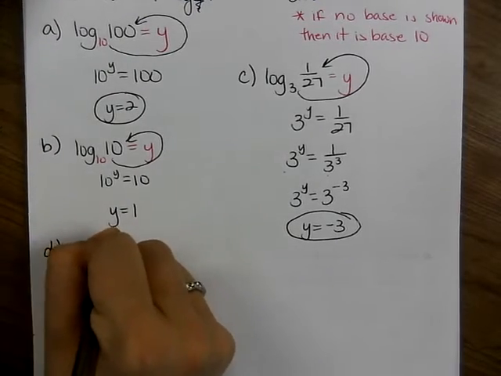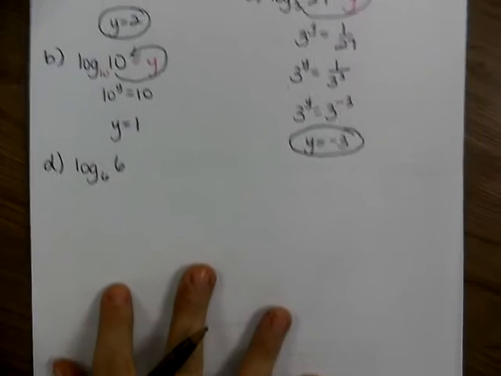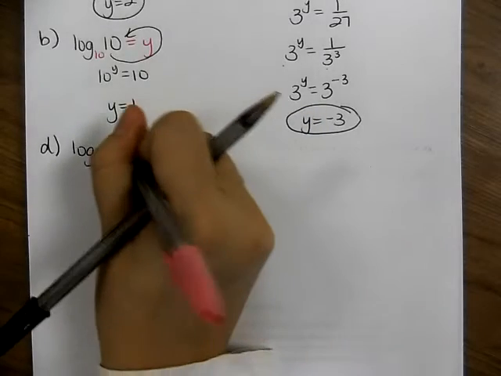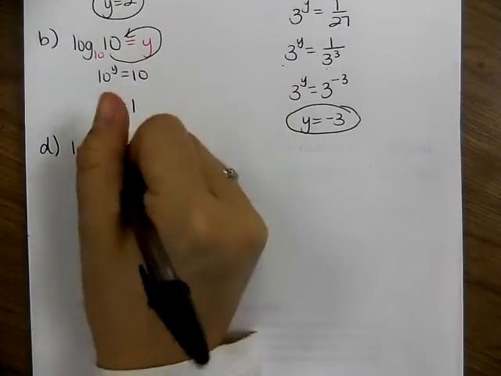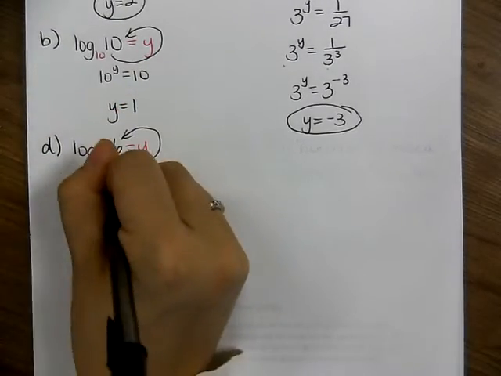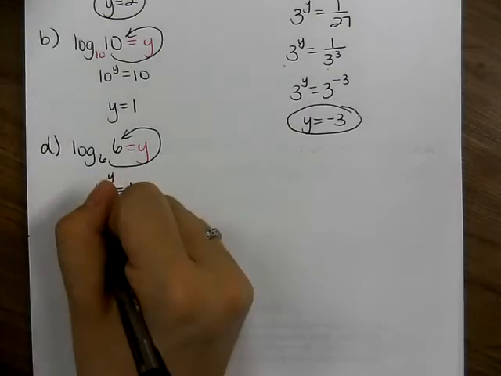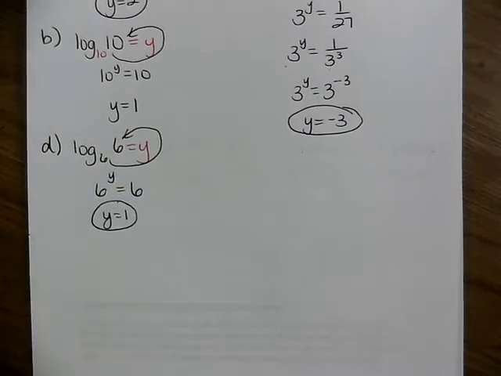So log base 6 of 6. So you set it equal to y. Change it to exponential form. You have 6 to the y equals 6. What does y have to be? 1. Okay, good.